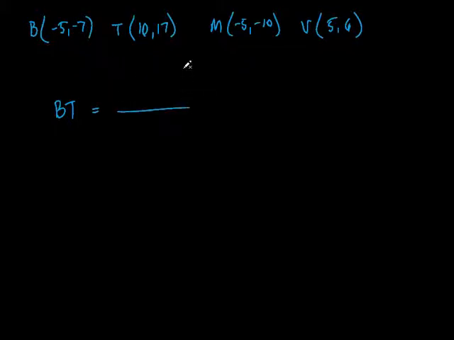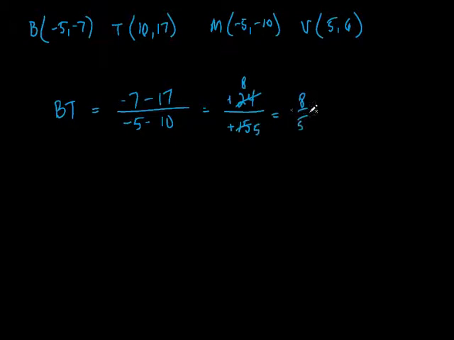This is the 5th time now we've done slope, so this should be pretty straightforward for you. We subtract the y's, negative 7 minus 17. We subtract the x's, negative 5 minus 10. That's negative 24 over negative 15. Negative over negative is positive. What divides evenly into both of these? 3 does. 3 goes into 24 8 times, and 3 goes into 15 5 times. So that's 8 over 5, the slope of BT.